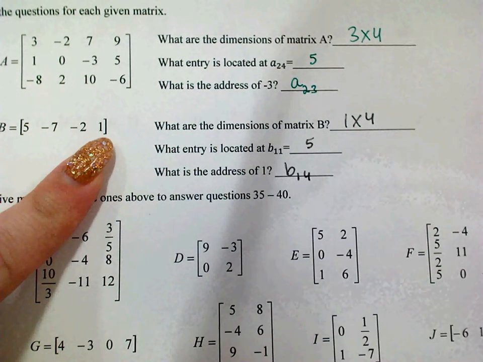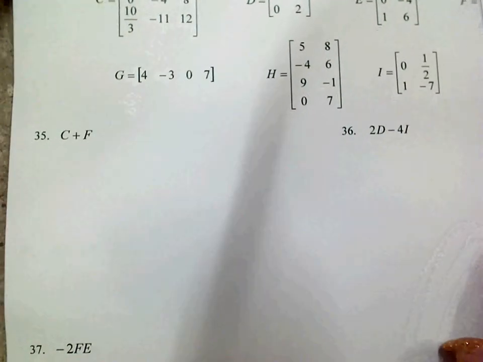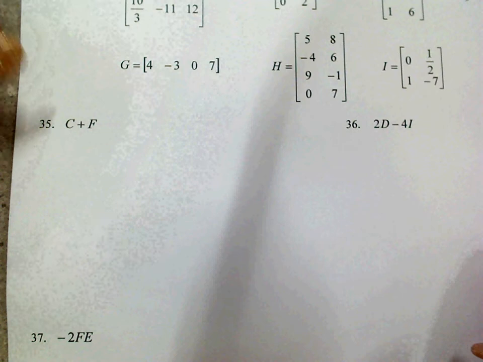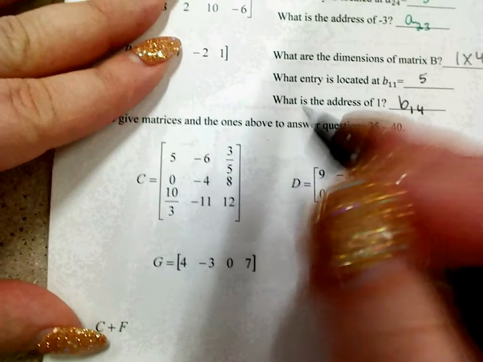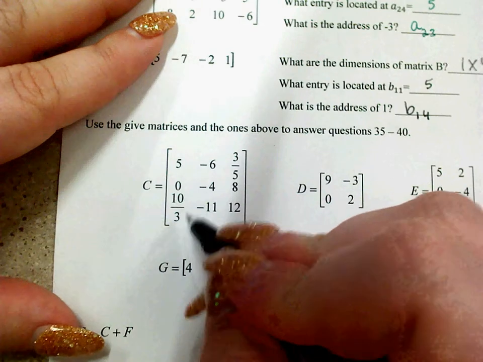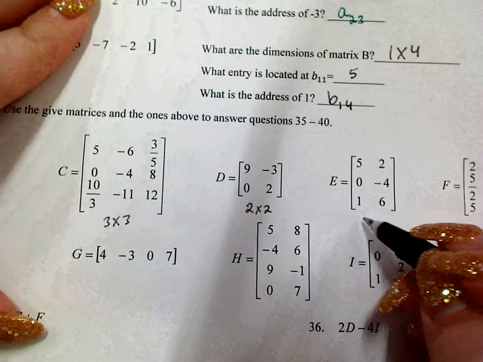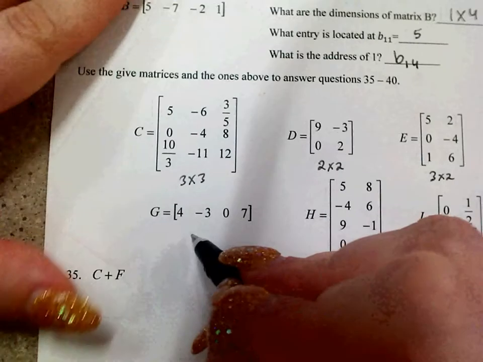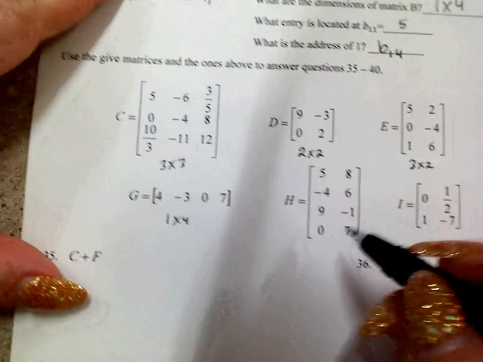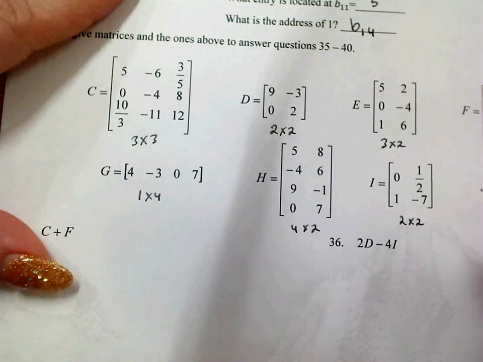And then we have all these matrix operations that we're supposed to do. So for number 35, we're supposed to add C and F. Well, let's go ahead and write our dimensions down. C is a 3 by 3. D is a 2 by 2. E is a 3 by 2. F is a 3 by 3. G is a 1 by 4. H is a 4 by 2. I is a 2 by 2. And J is, oh, just kidding, 1 by 2. 1 row, 2 columns.